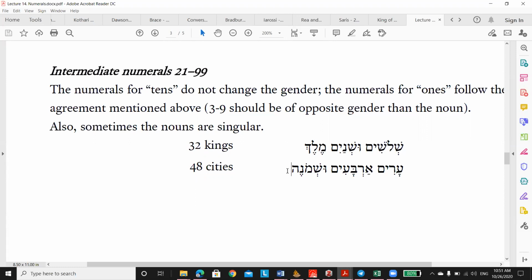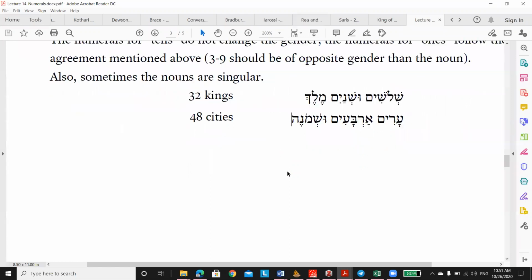Okay. So Arim is feminine. That is why the ones should be in the opposite gender, except 1 and 2. Okay. 1 and 2 should agree, but everything else should have an opposite gender. So as I told you, it is a little bit confusing when we study the numerals, but it's not a big issue.